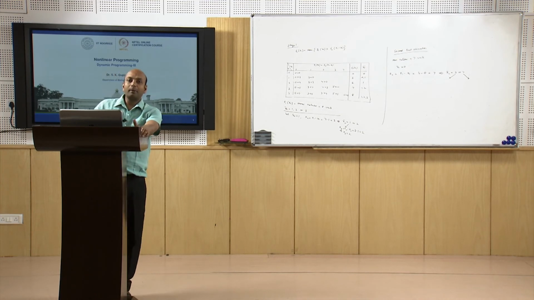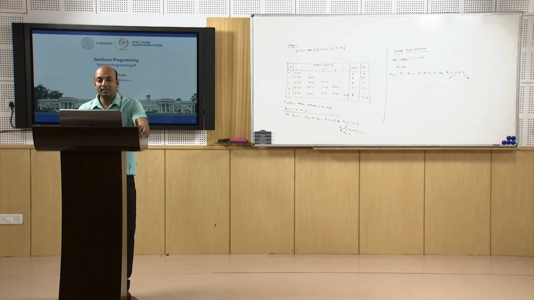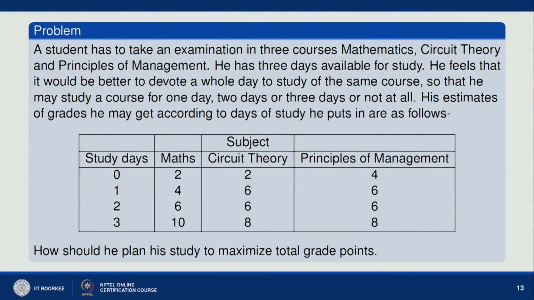Now, we have one more problem based on this. Let us quickly see how we can solve this problem on the same lines. A student has to take an examination in 3 courses: mathematics, circuit theory and principal management. He has 3 days available for study.